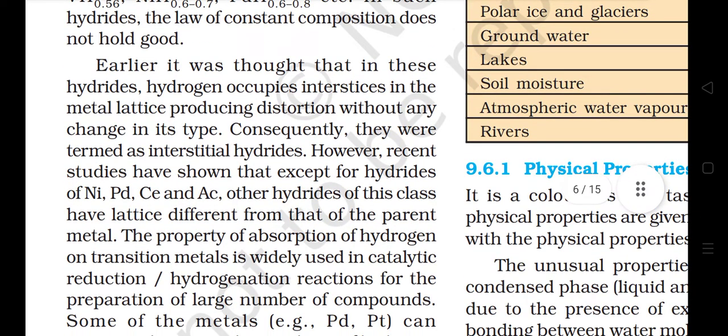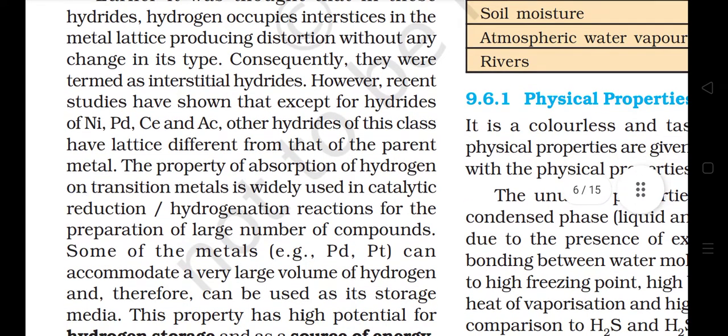Earlier it was thought that in these hydrides, hydrogen occupies interstices in the metal lattice, producing distortion without any change in its type. Consequently, they were termed as interstitial hydrides. However, recent studies have shown that except for hydrides of nickel, palladium, cerium, and actinium, other hydrides of this class have lattice different from that of the parent metal.